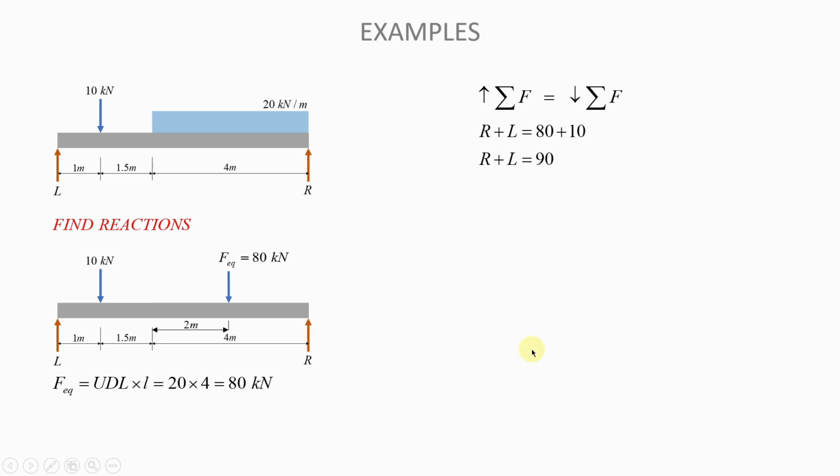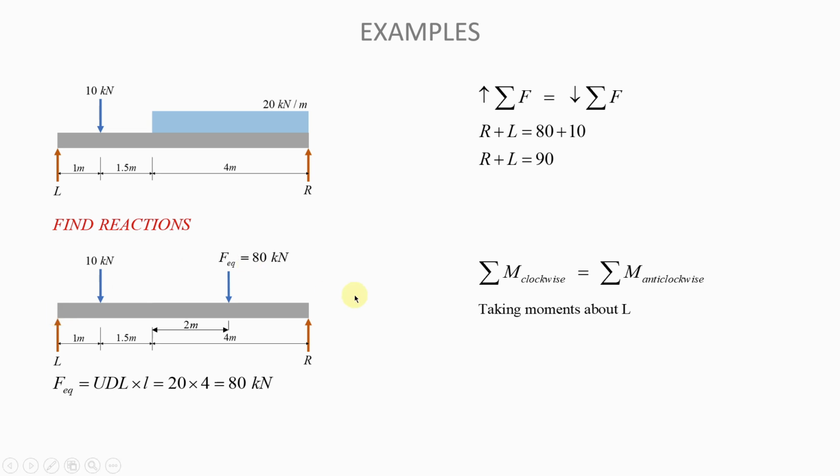Now let us do our moment balance. The sum of clockwise moments must be equal to the sum of anti-clockwise moments. And again, we will take our moments about L. If you're taking your moments about L, the force L, since it is acting here, will have no moment. Its moment will be zero. That's why we don't even mention it.